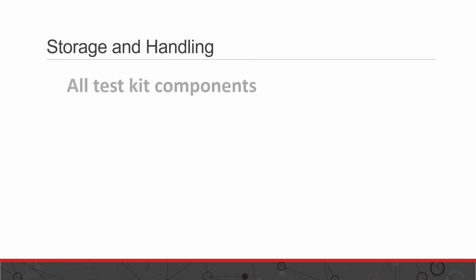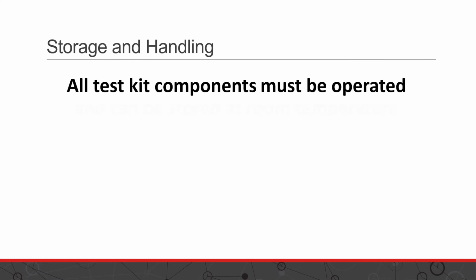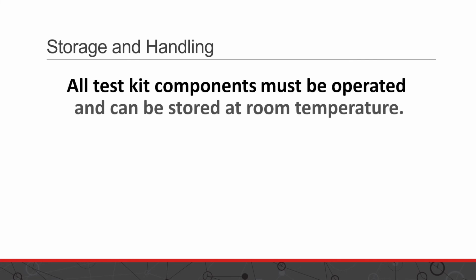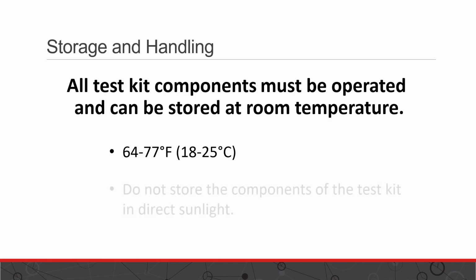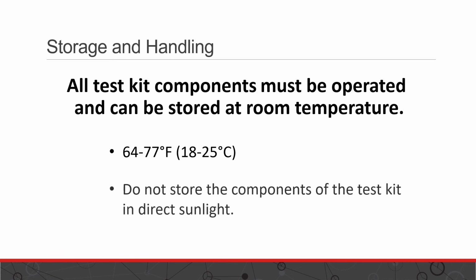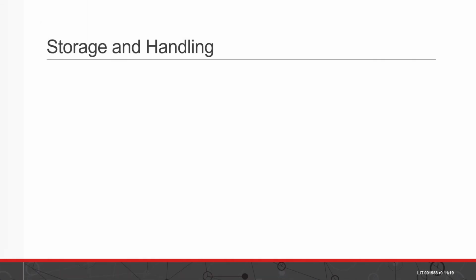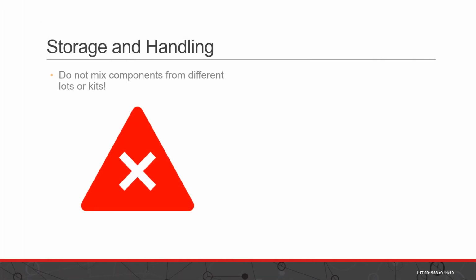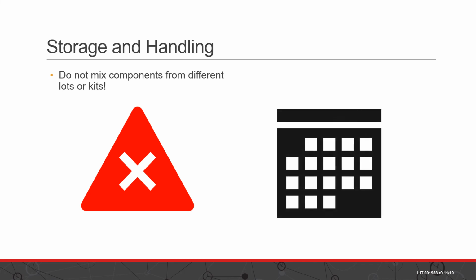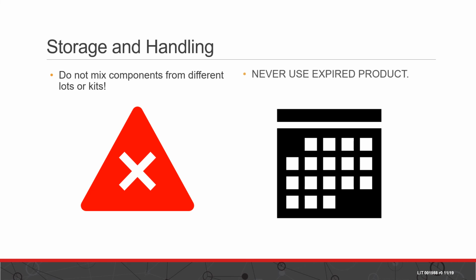All components of the A1CNow self-check system must be operated and can be stored at room temperature between 64 and 77 degrees Fahrenheit or 18 to 25 degrees Celsius. Do not store the components of the test kit in direct sunlight. Remember, do not interchange pouches and analyzers from different lots or kits, and do not use the test system after the expiration date shown on the box.